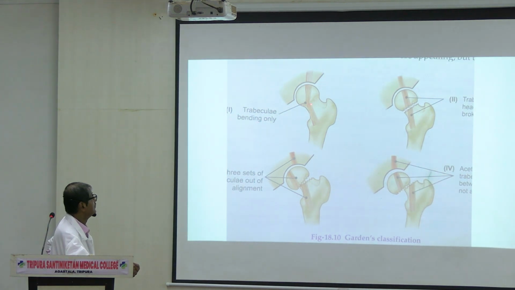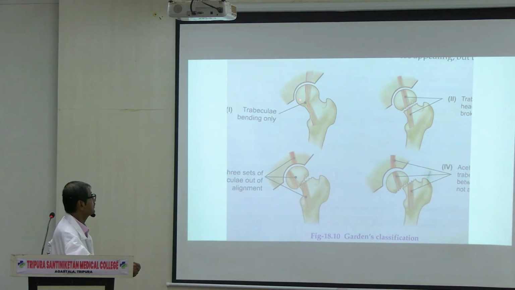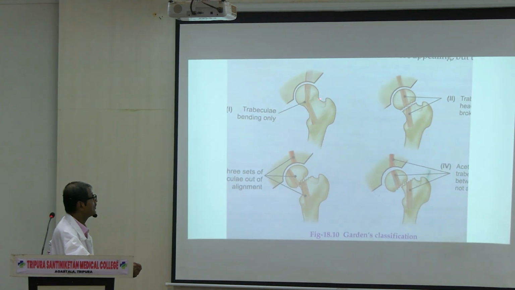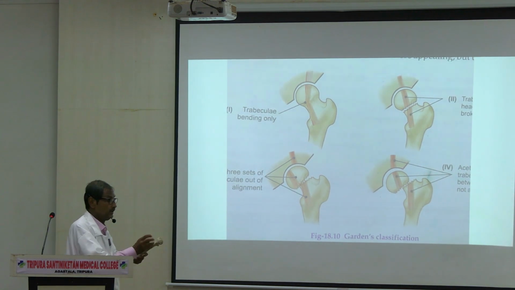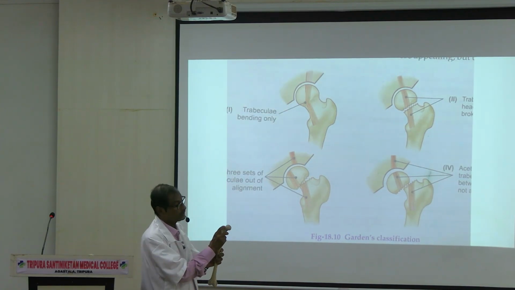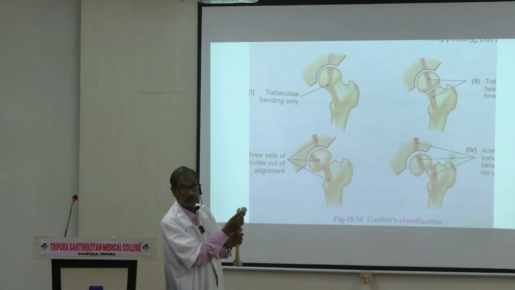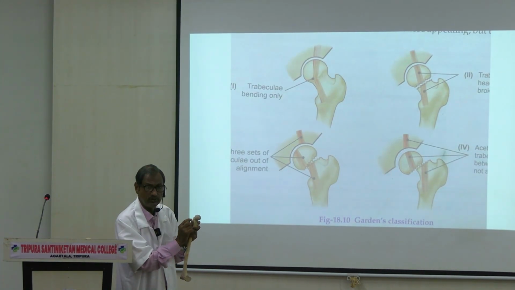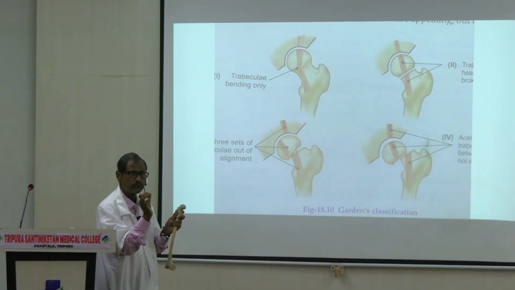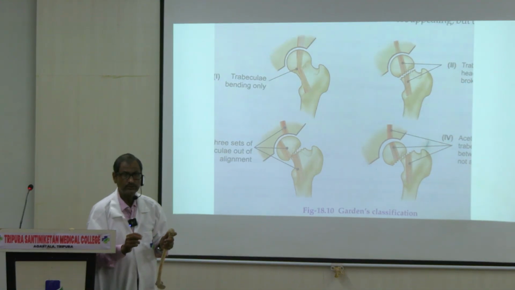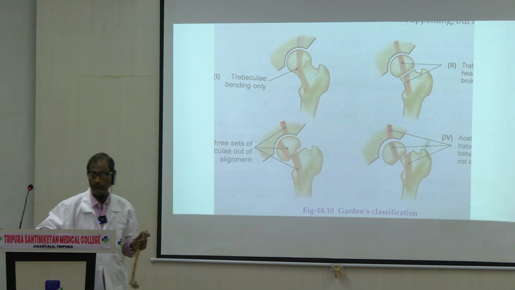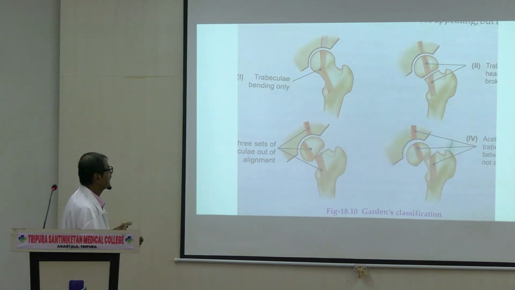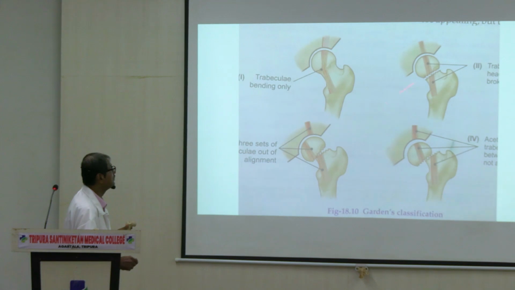That is called a unicortical fracture. There are 4 cortices: the medial cortex, lateral cortex, anterior cortex and posterior cortex. Cortex is the outer area. So in a unicortical fracture, only one cortex is broken, only a group of trabeculae is broken. That is called type 1, an incomplete fracture.